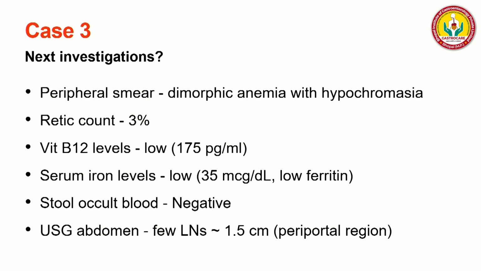Then here we have to pay attention to the USG abdomen, which is showing a few lymph nodes. So this alarms us: what is going on? What is the cause of deficiency of B12 and iron actually? Are we dealing with some small bowel disease? Something is hampering the absorption of both B12 as well as iron. Or it is simply a stomach disease also. So absorption is hampered, and that is the cause of deficiency. So here further investigation is needed.